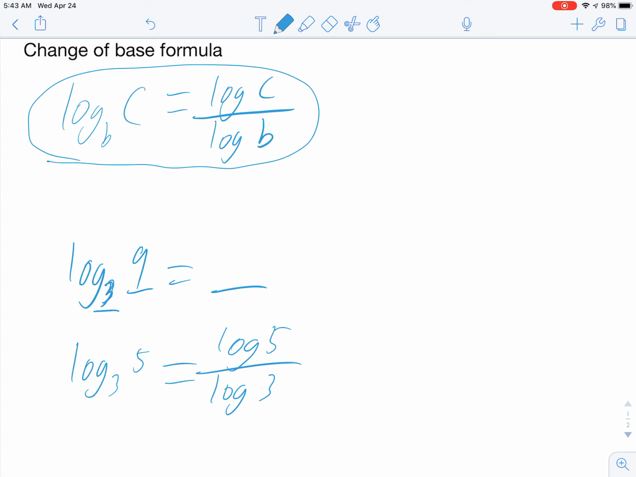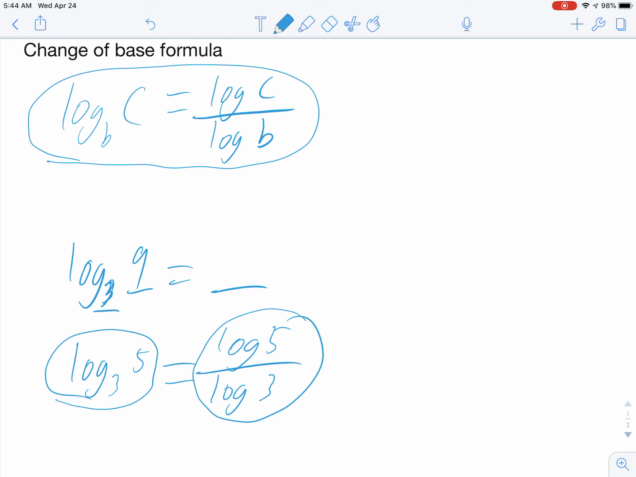This is useful for a lot of reasons. The most useful reason is that most scientific calculators don't actually have logs other than base 10. So on most calculators, you can't actually type this in, but you can type this in. There are other reasons why the change of base formula can be really useful that you'll get into later in pre-calc, but here that's the most useful reason.